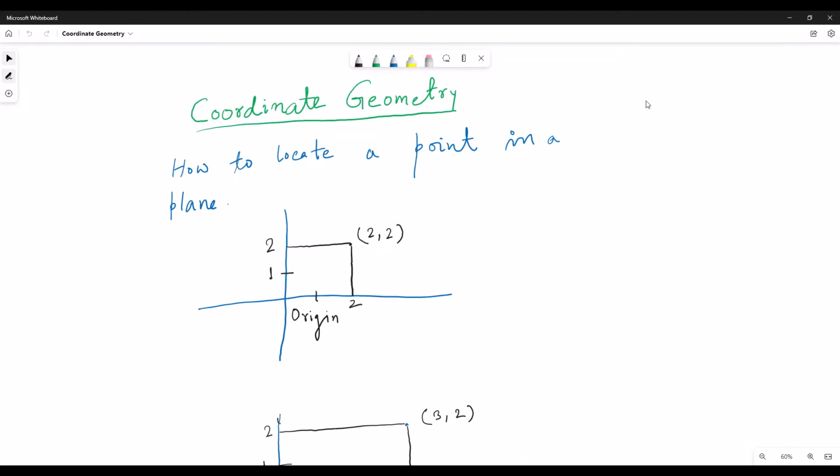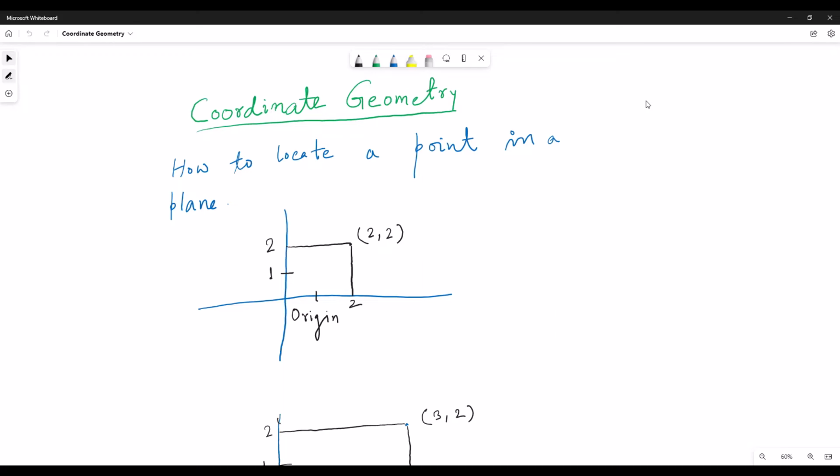Let us do self-study. Today I am discussing coordinate geometry from class 9th and my reference book is NCERT. So how to locate a point in a plane.